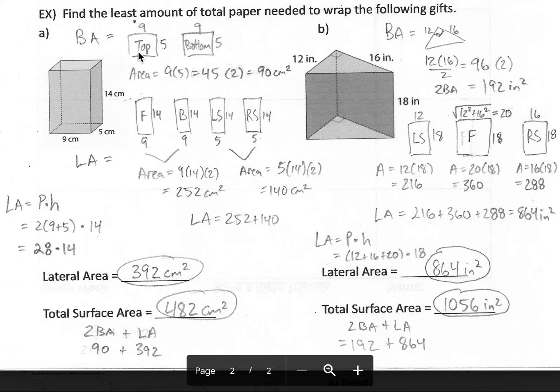The dimensions of my top rectangle are 9 by 5. So the area of the top piece, or one of my bases, is 9 times 5, or 45. Because the top and the bottom of this prism are the exact same rectangle, I can just double one of my base areas to get my double base area. So 45 times 2 is 90. So the base area is 90 square centimeters. Sorry, double the base area is 90 square centimeters.